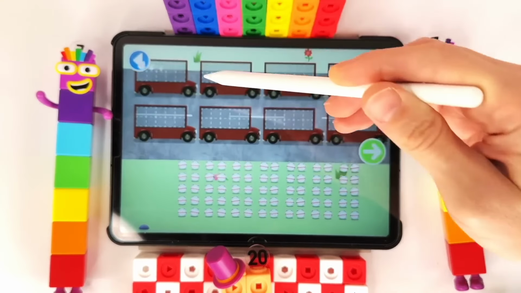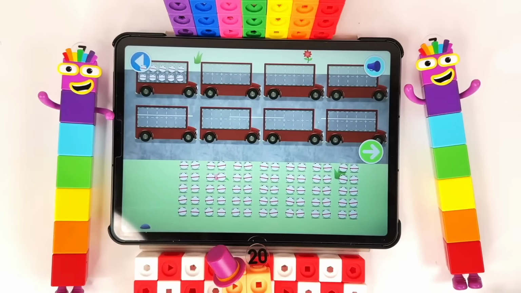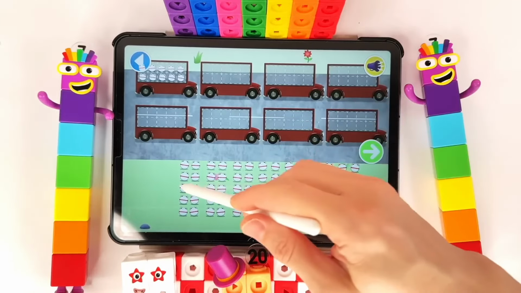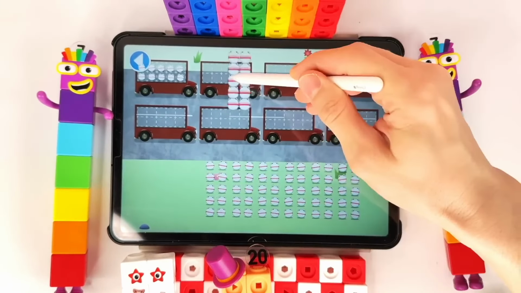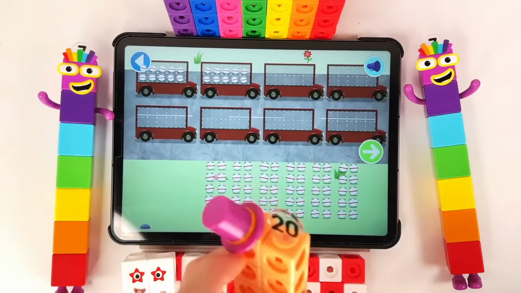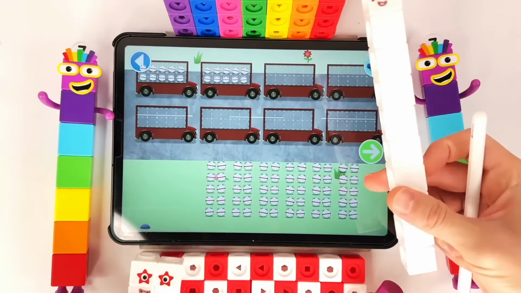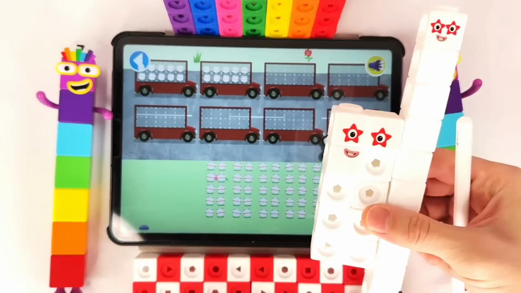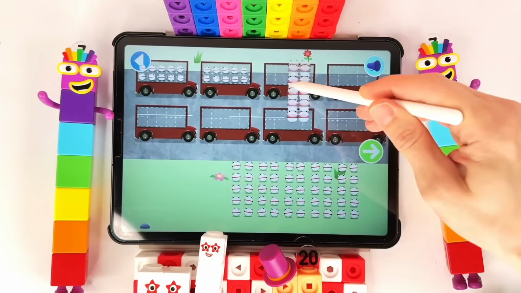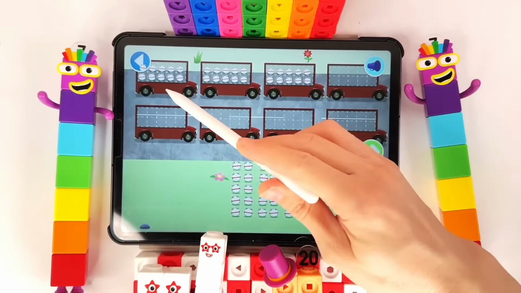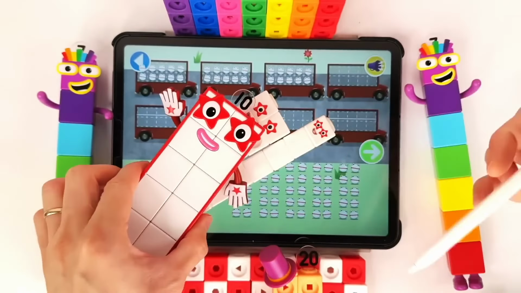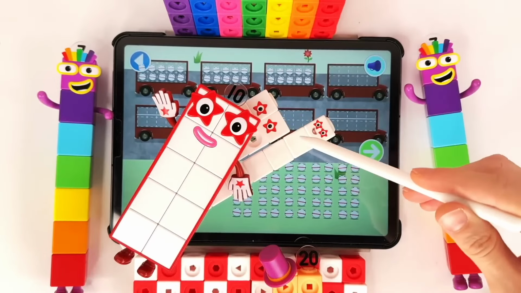This is number block 10. Count the number blobs into the buses in tens. 10 number blocks plus 10 equals number block 20. Count the number blobs into the buses in tens. We find the next number. 10 plus 10 plus 10 equals 30. 30 number blocks.